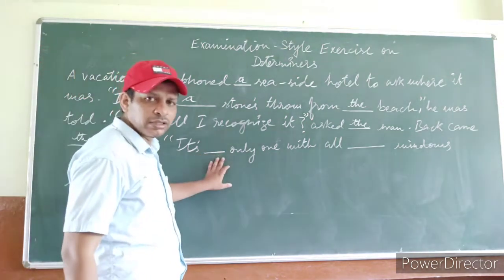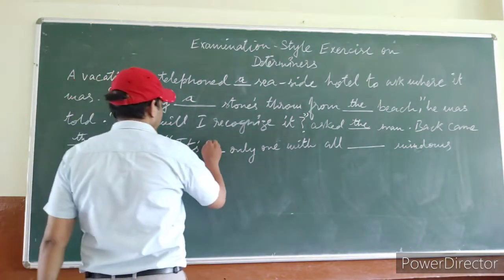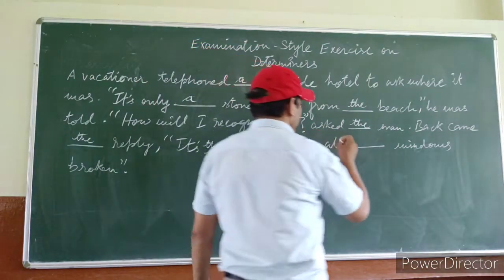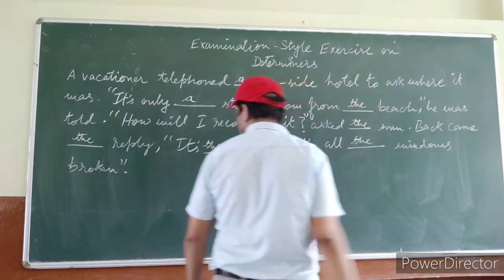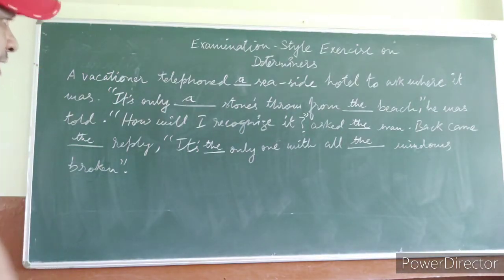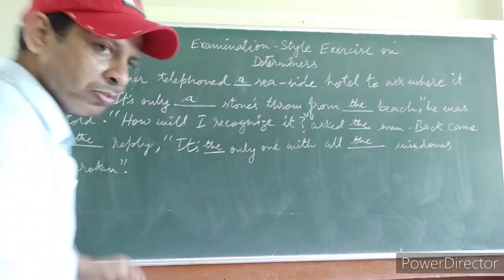It's the only one with all the windows broken. So let us read this solved exercise once again. A vacationer telephoned a seaside hotel to ask where it was. It's only a stone's throw from the beach, he was told. How will I recognize it? Asked the man. Back came the reply. It's the only one with all the windows broken.